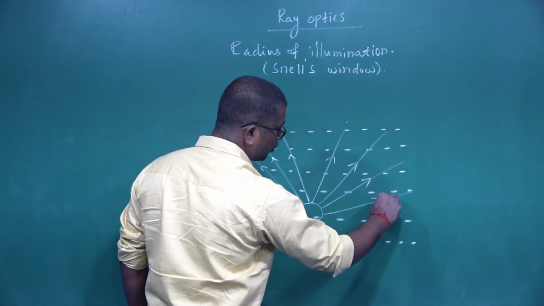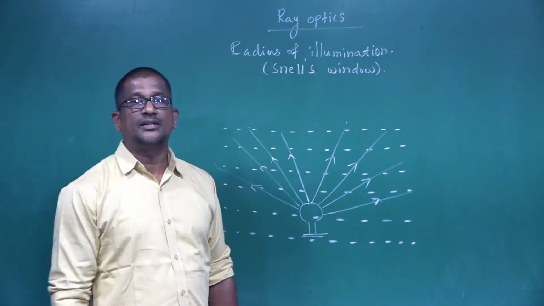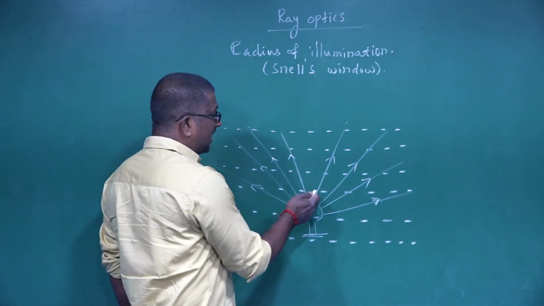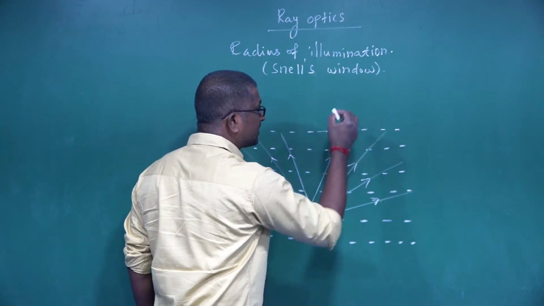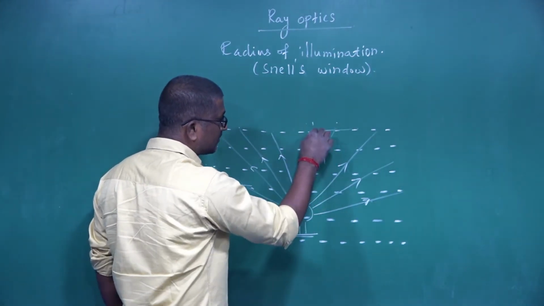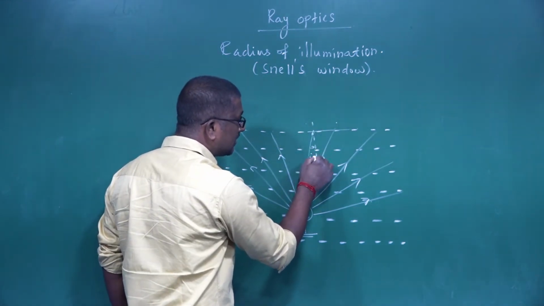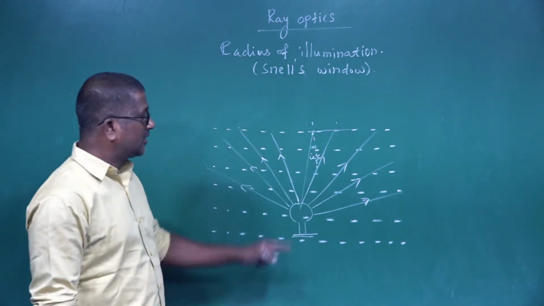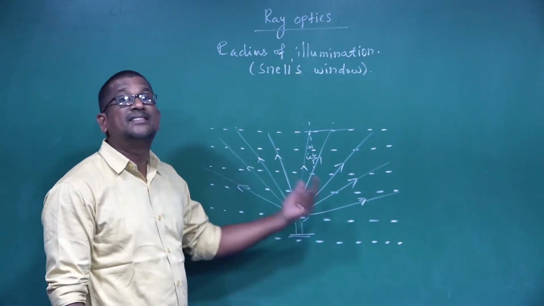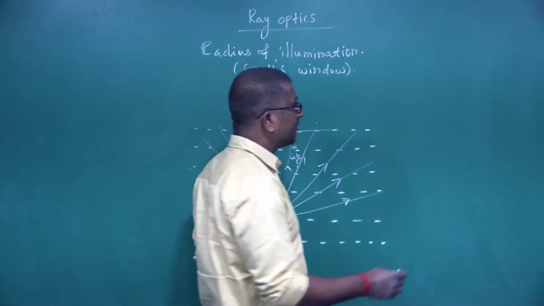The electric bulb is one of the sources of light, which is kept inside the water. It emits light in all directions. When the light from the source is incident on the surface at an angle less than the critical angle, what is the critical angle? See here.